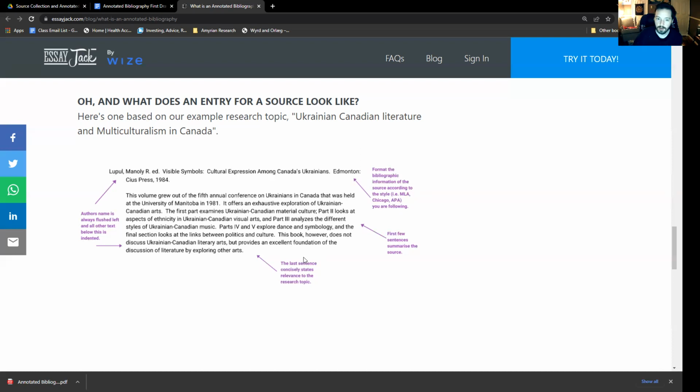The last thing I want to talk about is this last part. You do what's called a qualitative review. After you've summarized the content of the source, you also need to talk about the quality of the source, which usually means talking about its readability, which means, is it jargon heavy? Is it easy or difficult to read? And then a small discussion of why.